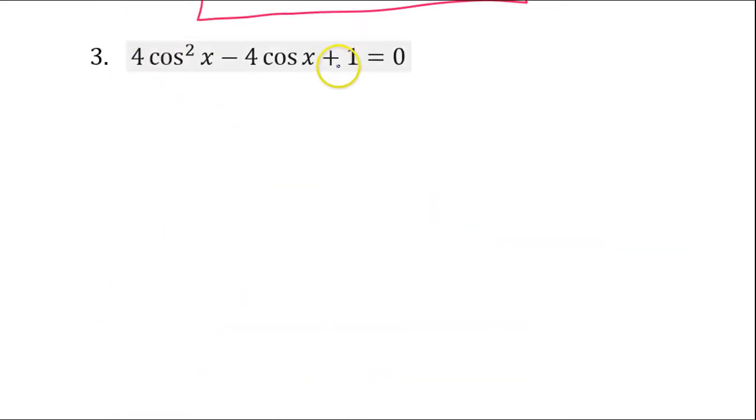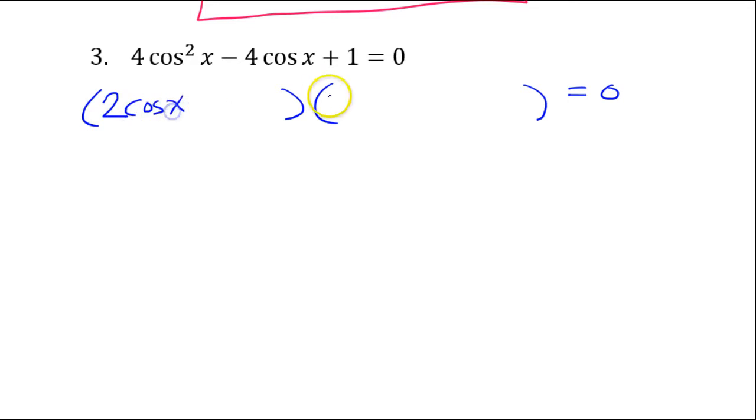Problem number 3. This looks like a factoring problem. Let's go ahead and try to factor this and see what happens. Okay, 4 cosine squared x might factor as 2 cosine x times 2 cosine x. That would certainly make 4 cosine squared. Now I'm going to ignore the middle for a moment and come over here to the end. 1 can only be 1 times 1, so that's easy.